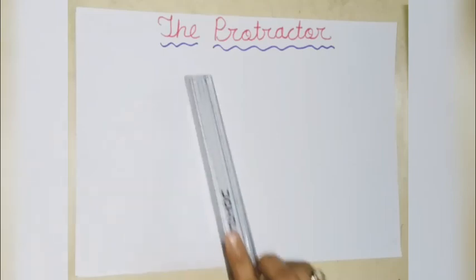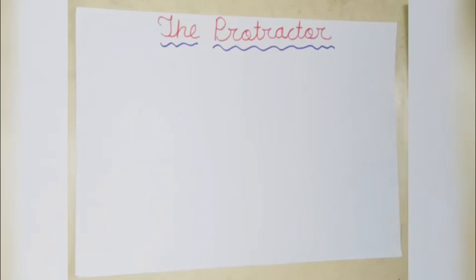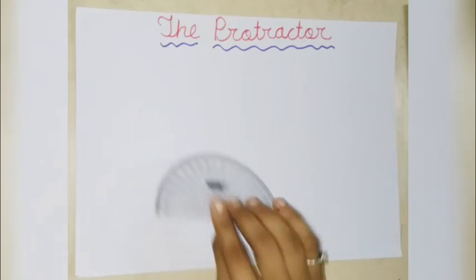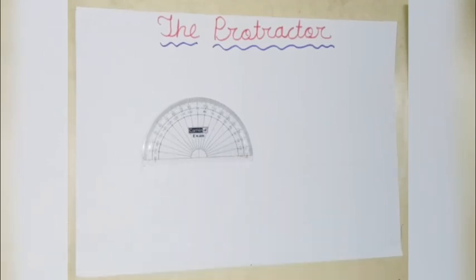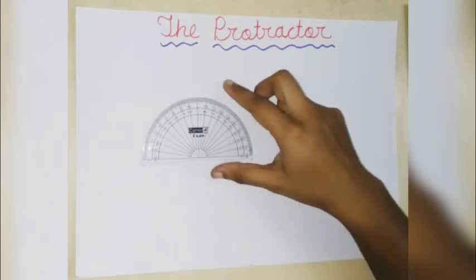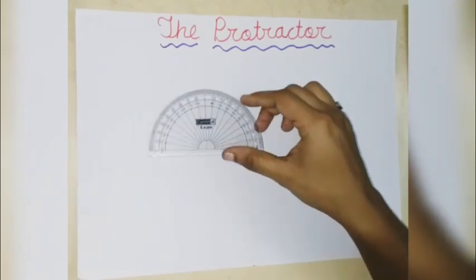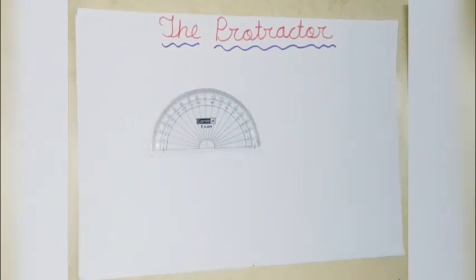Here I have written the protractor. Can you all tell me the meaning of protractor? See here, this is the protractor. A protractor is used to measure an angle and also to draw an angle according to a given measure. Children, you studied about acute angle, obtuse angle and right angle. But you don't know how to draw and how to measure an angle. For that, we are going to use this protractor. A protractor is semi-circular in shape.